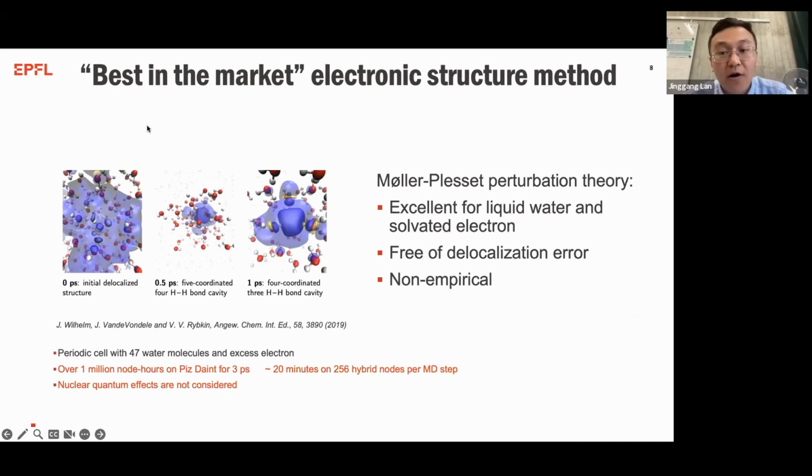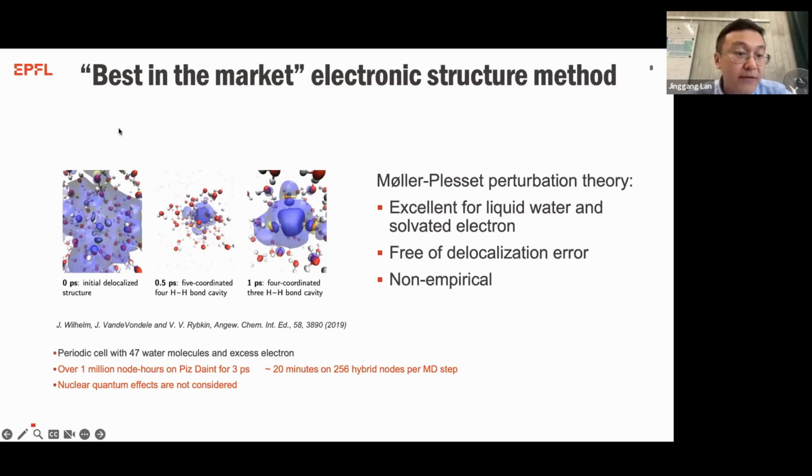So far, the best available electronic structure method to simulate the solvated electron is MP2 theory. MP2 theory is known to give good results for liquid water and also the solvated electron, benchmarked against the gold standard electronic structure method, coupled cluster. MP2 is free of delocalization error, which is crucial to model the negatively charged anion system accurately. And MP2 is also non-empirical.